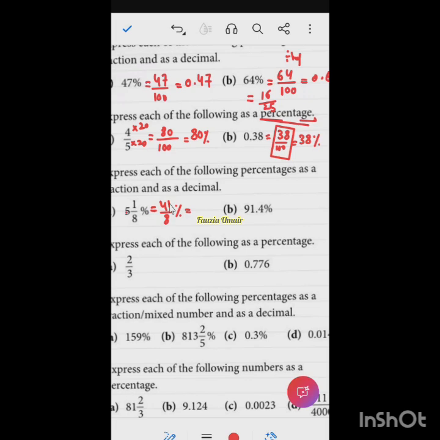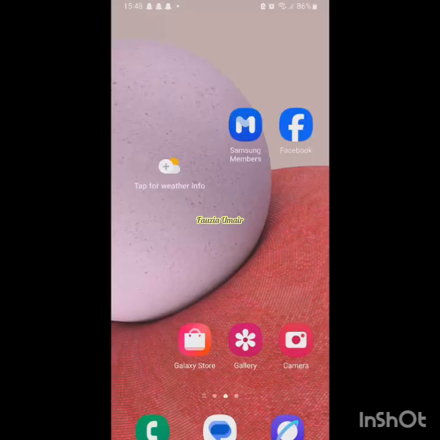We need to find out what this percentage actually is. If I put 41 inside and divide it with 8, 8 fives are 40, then 1, 10. So 5.1. This is equal to 5.1%. So now what to do? What is the fraction? My fraction is 51 by 10.